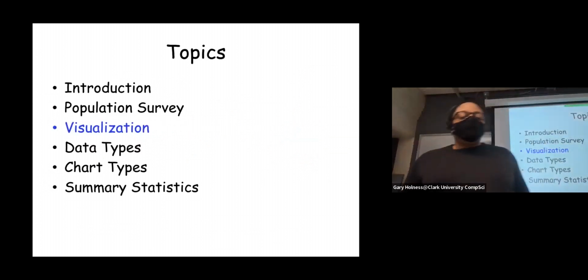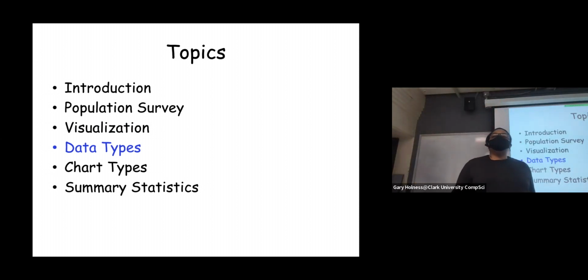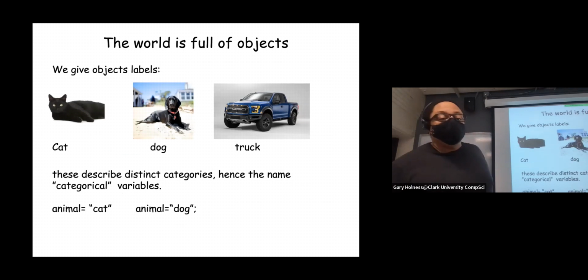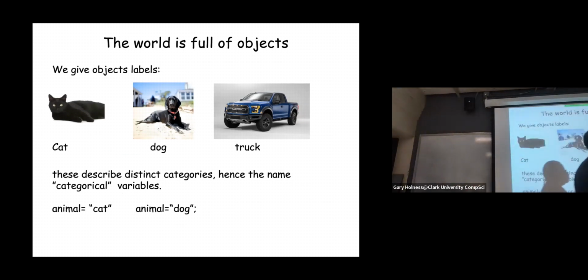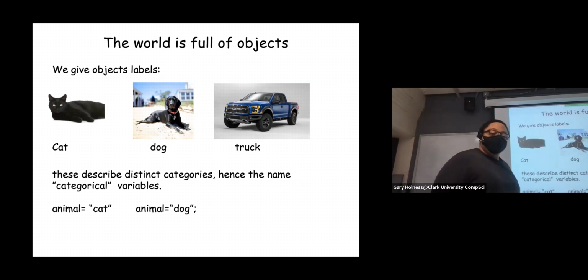All right. And so if we're going to talk about data that we collect from populations, there are different types of data, so we need to understand what they are. And so a so-called categorical object or categorical variable or categorical data talks about objects. Objects have names, and things like a cat, a dog, a truck. And so these typically describe distinct categories, hence the name categorical. And so you could say an animal is a cat and an animal is a dog.